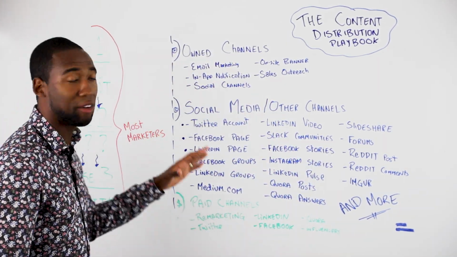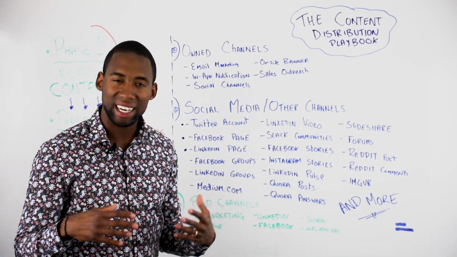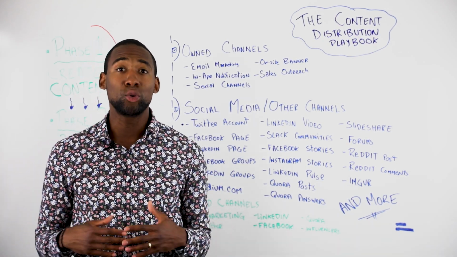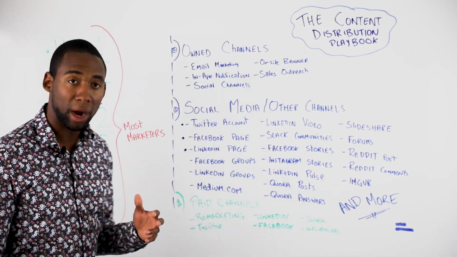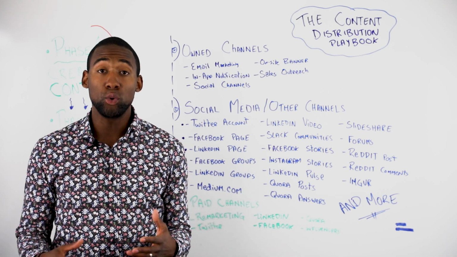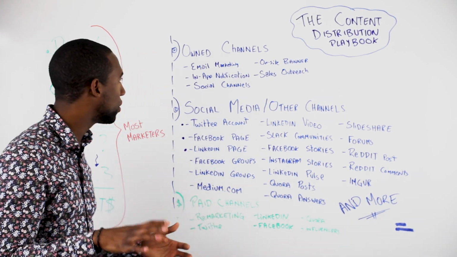We all have heard of owned channels. Owned channels are things that you own as a business, as a brand, as an organization. These are things that you can do without question probably today. For example, email marketing. It's very likely that you have an email list of some sort. You can distribute your content to those people.